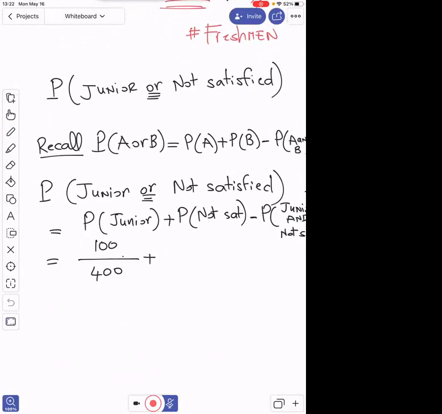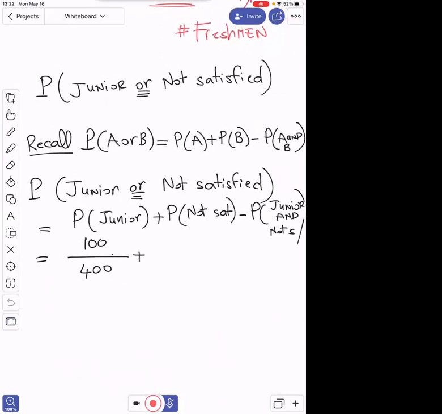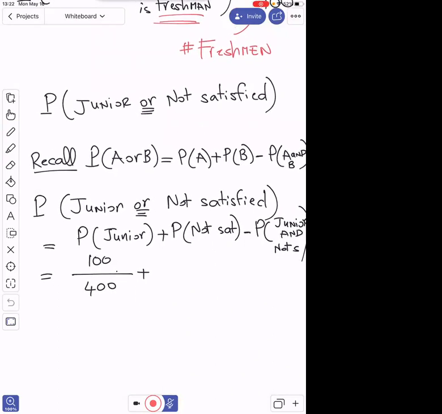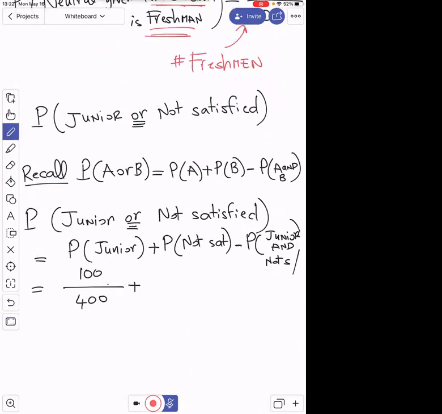So for junior, it's 100. We have 100 juniors over 400 students. And then not satisfied, we have 200 not satisfied students. So it's 200 in the top. That's the number of not satisfied over, again, a sample of 400, minus junior and not satisfied.